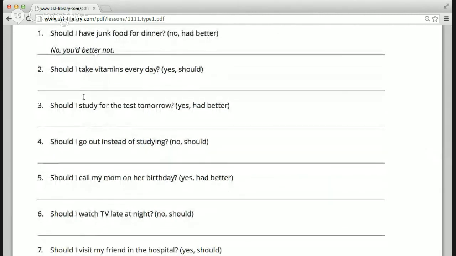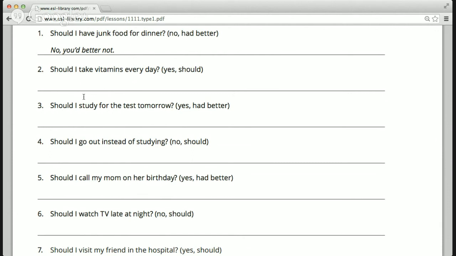Let's have you read the question and then answer it, please. This is for Salvatore. Should I take vitamins every day? Yes, you should take vitamins every day. Okay. Yes, you should take vitamins is how we pronounce that. Vitamins every day. Good. Good. Number 3. This is for Tala.